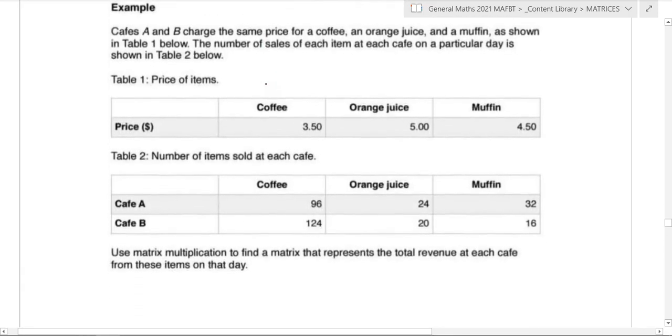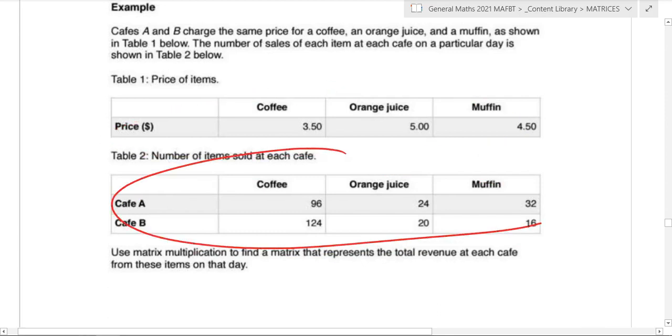So, for example, here, cafes A and B charge the same price for a coffee. All right, so already they've got some information there that's important. Same price for a coffee, an orange juice, a muffin, and this is shown in table 1. So here's table 1, and you've got the price for cafe A and B, and they're both charged the same. The number of sales in each item of each cafe on a particular day is shown here. So this is how much they sold right here. So this is the price, and this is how much they sold.